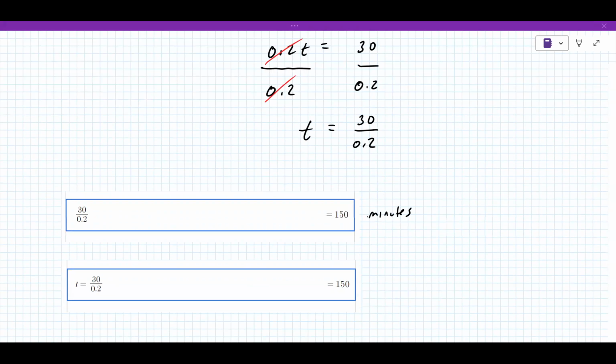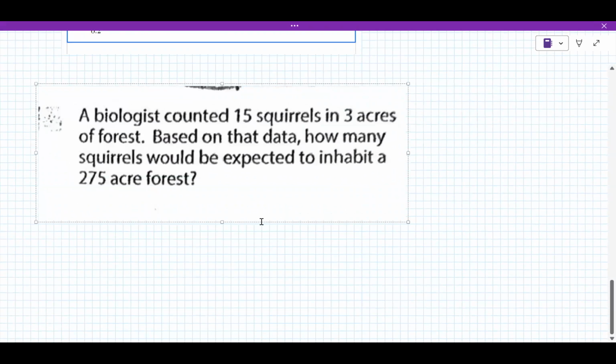Probably the setup is going to be the most challenging part of this, just because you have to decide how you want to organize your table, your proportion. There's always a proportion, and you have to decide what you're putting on the top and what you're putting on the bottom. When I read it, I always look for the things that we're trying to find. It says a biologist counted 15 squirrels in 3 acres of forest. I know the tendency is to put 15 and 3 here, but based on that data, how many squirrels would be expected to inhabit a 275 acre forest? So we're trying to find the number of squirrels.